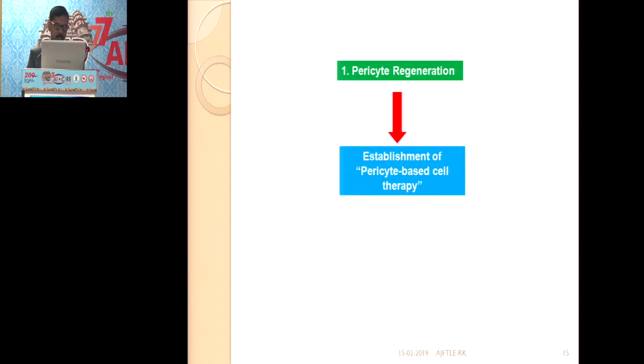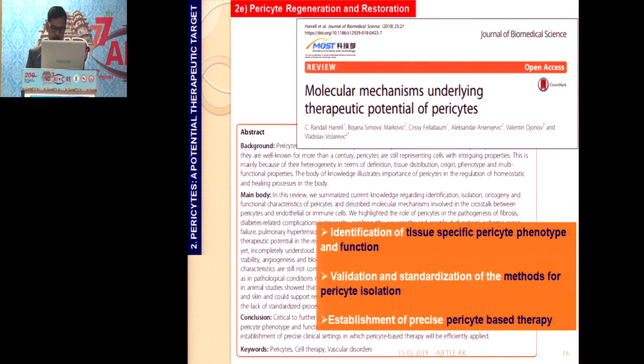So the pericytes can be replaced based on their regenerating capacity. Because being of mesenchymal origin, they could be formed as stem cells and taken further. This particular article suggests that, first, in order to make pericytes a therapeutic target, the identification of tissue-specific pericyte phenotype and function needs to be performed.